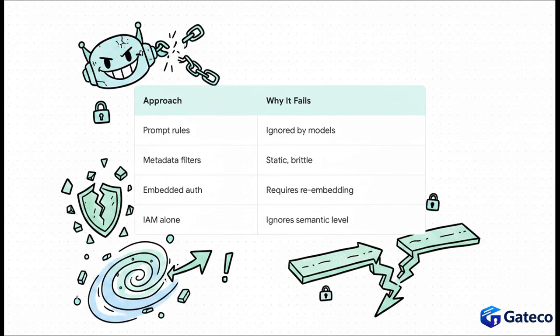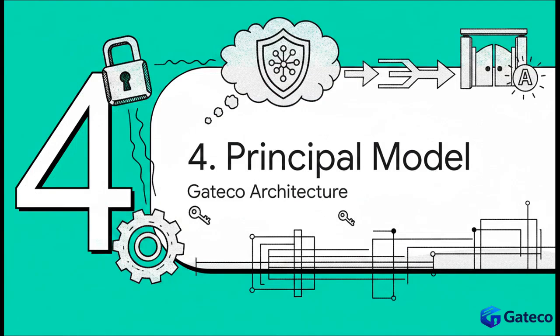Okay, what about vector database metadata filters? Unfortunately, they are static, brittle, and not retroactive. And embedding permissions directly into the vectors? Honestly, that's an absolute nightmare. Every single policy change would force an incredibly expensive re-embedding of your entire data corpus. And your existing IAM? Well, that governs system-to-system access. It does absolutely nothing to filter semantic retrieval down at the chunk level. The core takeaway here is that permissions are dynamic policy decisions. They are not static tags. Clearly, we need a better way.